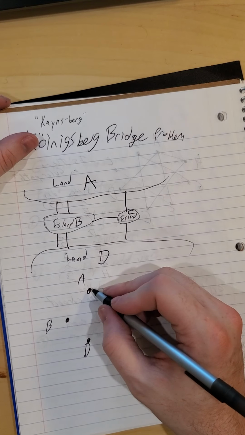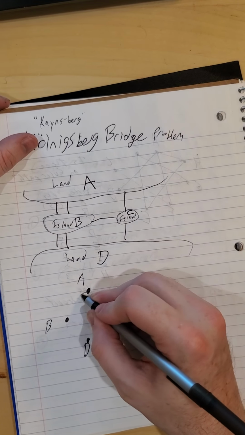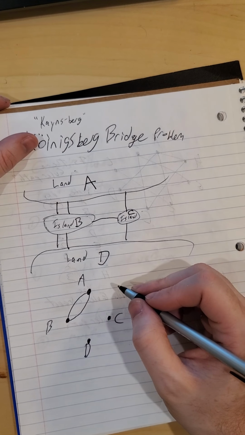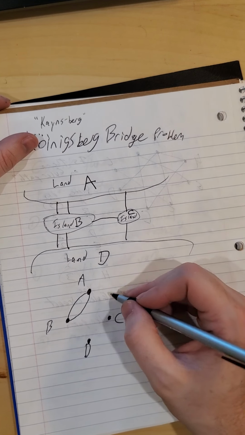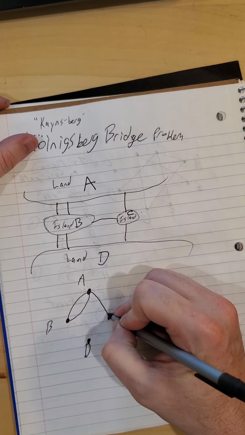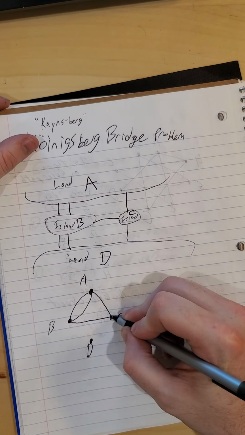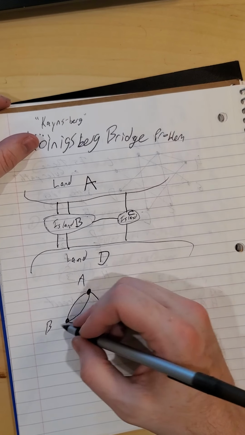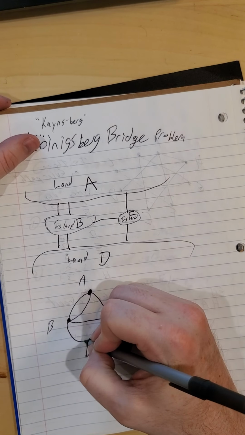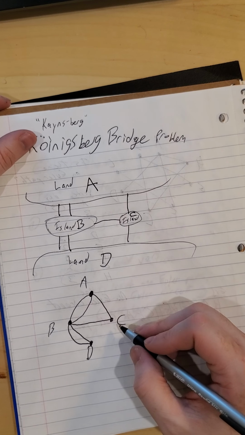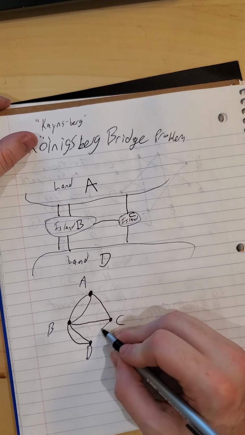So let's see, A to B, two edges connecting A and B. A to C, one edge connecting those guys. B to C, one edge connecting those guys. B to D, two edges again. And D to C, one edge.